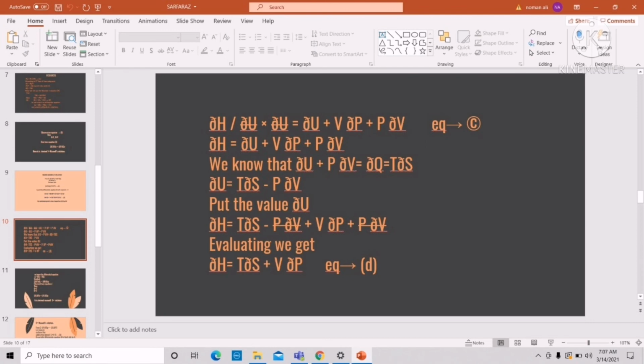Putting the value of ∂U, ∂H = T∂S − P∂V + V∂P + P∂V. By evaluating, we get ∂H = T∂S + V∂P. It makes equation number D.